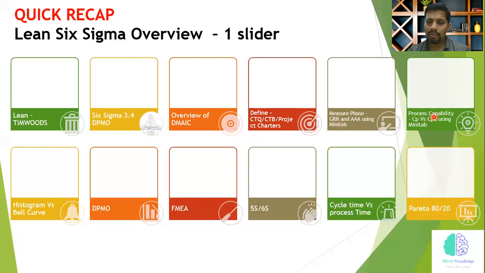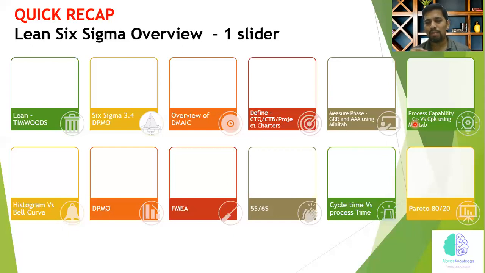Process capability is also a core subject in Lean Six Sigma. Cp deals with the customer specification, USL minus LSL divided by six sigma. So it is the ratio between USL and LSL, which is called Cp. Cpk is also like Cp, but it takes the process grand average, X bar, into consideration.